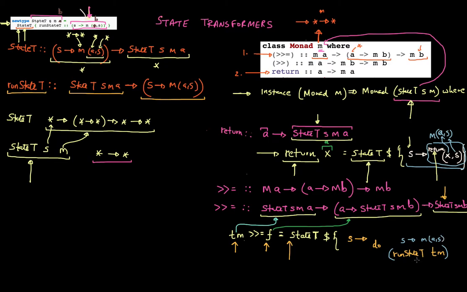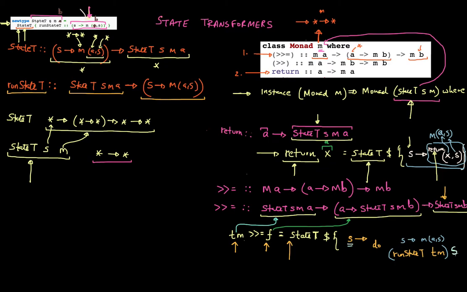Okay, so runStateT tm is some value of this type signature. Because this is a function, what I'm going to do is take the state s that I have here and apply it on this function, because the function takes in this s.